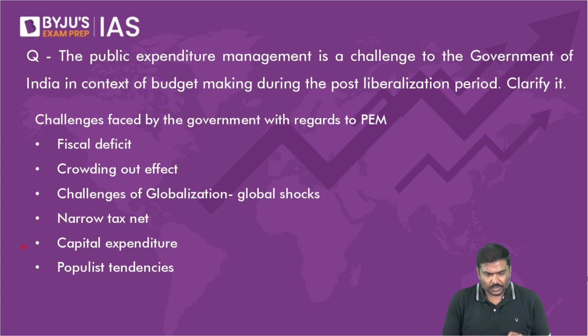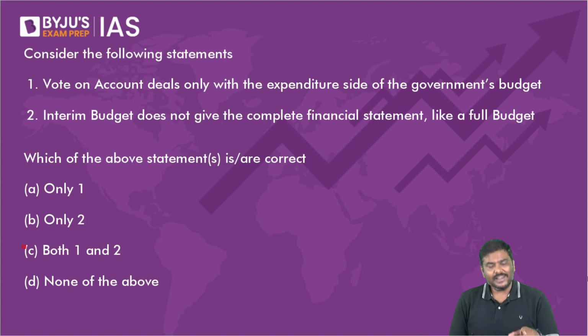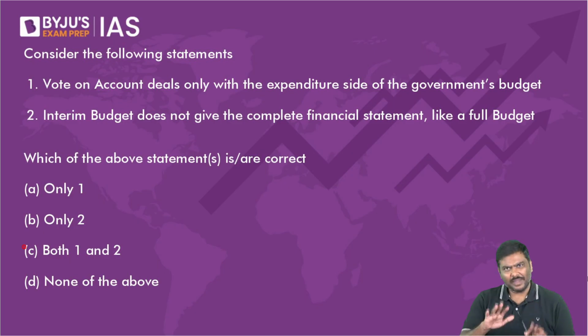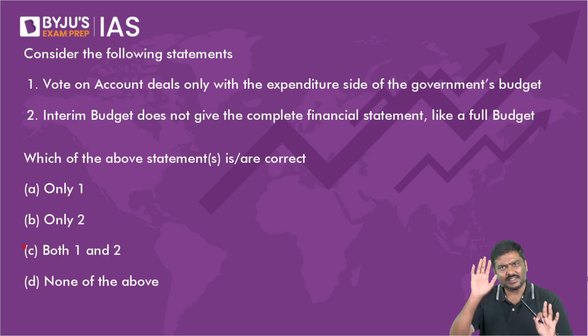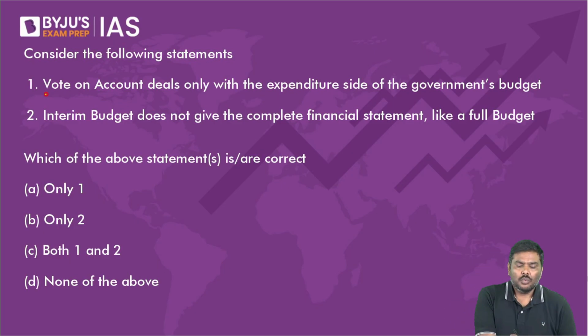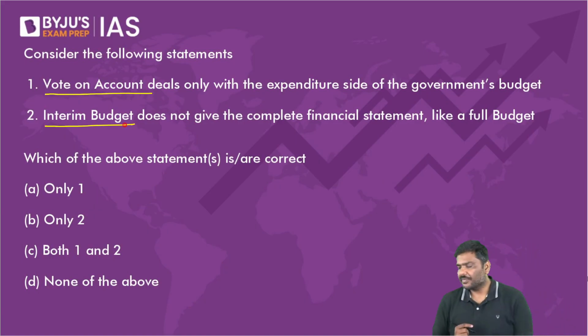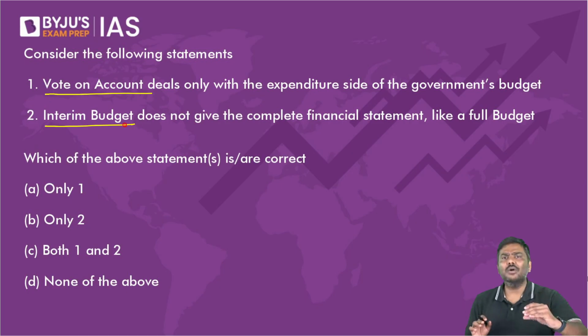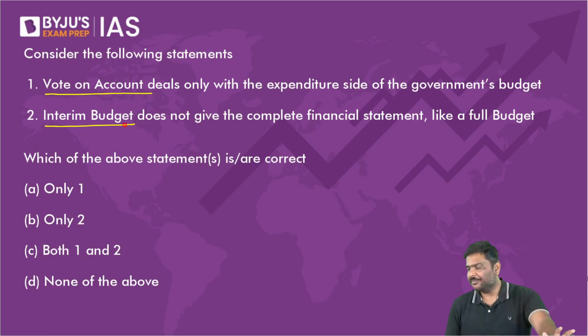Okay, this I need to discuss. Don't worry. This I need to discuss. Let me answer it. Don't worry. I have not discussed. Let me answer it. What do you mean by vote on account? What do you mean by interim budget? Simple idea.